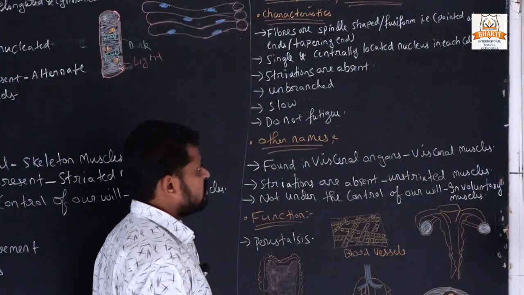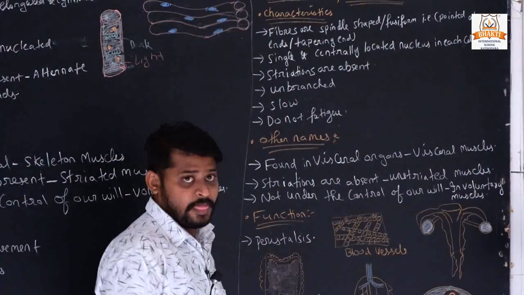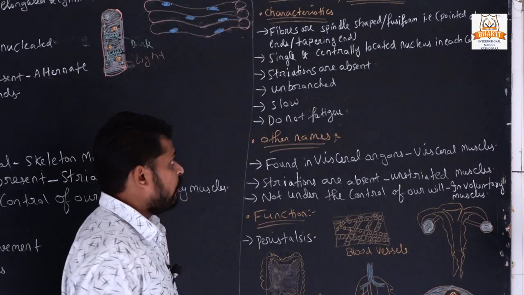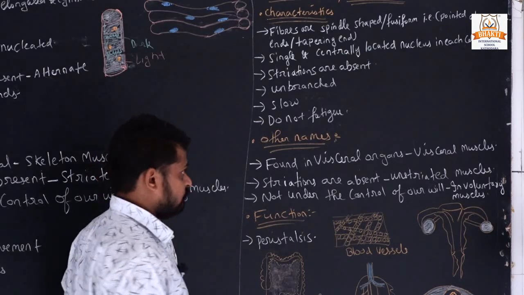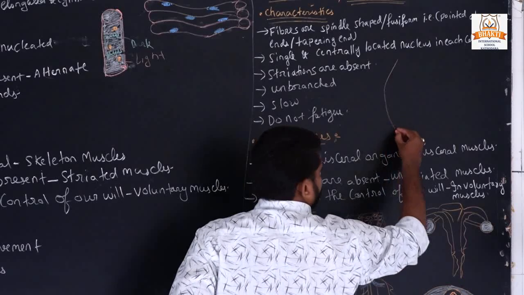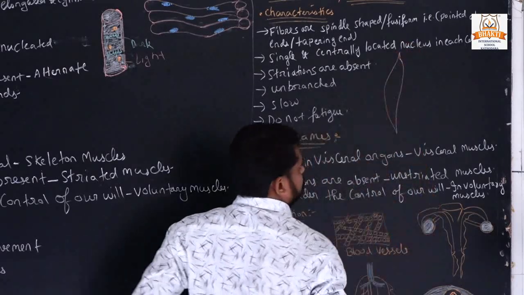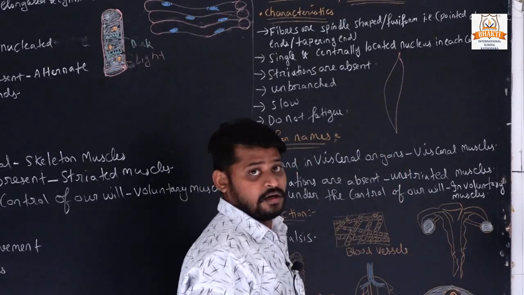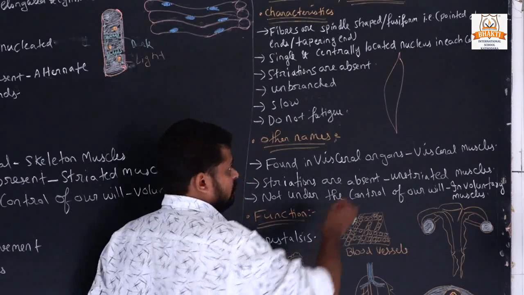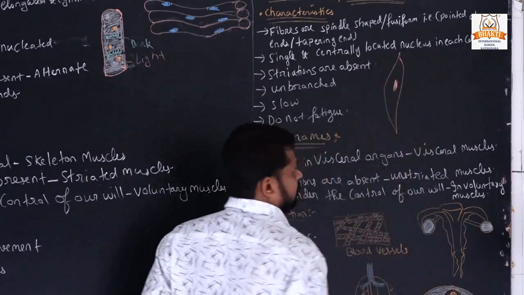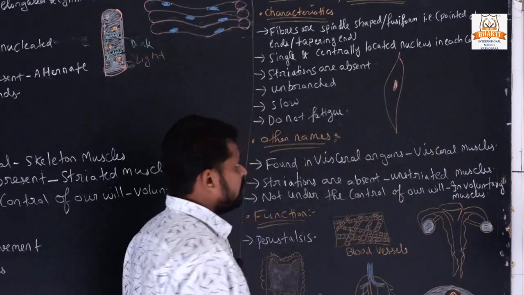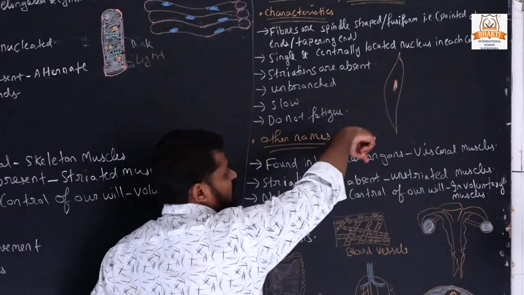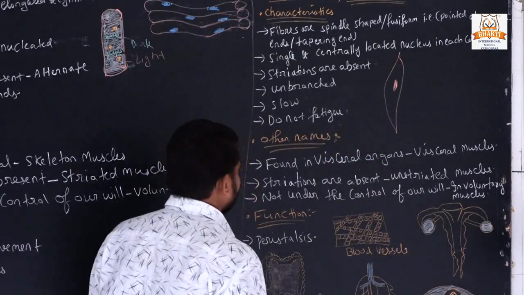Fibers are spindle shaped and fusiform. Spindle shaped also and fusiform. What is fusiform? Pointed at the ends, tapering ends, like this. It is spindle shaped and the top and ends are pointed or tapering, and a single nucleus is present in them. So this type of structure is called spindle shaped and fusiform. So the smooth muscle structure is like that.